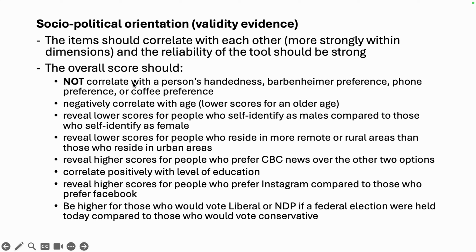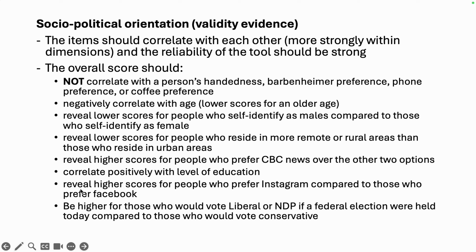Then we also said that the scores from our tool should not correlate with a few things: handedness, Barbenheimer preference, phone preference. So it should not correlate, and it should negatively correlate with things like age. It would also show higher scores for females compared to males, and a series of other expectations if it actually is measuring what we collectively agree is socio-political orientation.